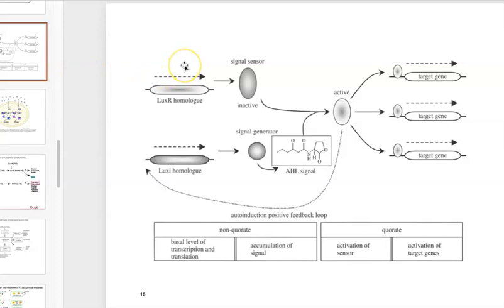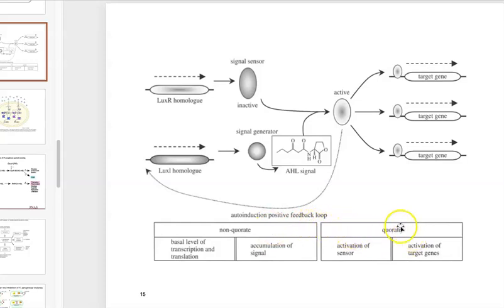This is sort of the overview of the acyl homoserine lactone type systems in gram negatives. So again, here's a little timeline. In a non-quorate system, meaning low cell density, there's just a basal level of transcription and translation happening. But as the cells grow and the optical density of the culture increases, they start to accumulate signal, especially if they're trapped in a test tube or a flask. But this could also occur if they're trapped in a confined space in a host animal as well, kind of like the squid light organ that I talked about in that lecture.